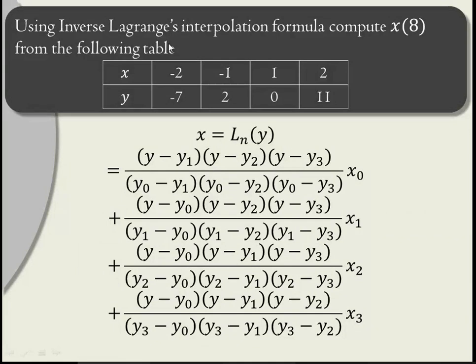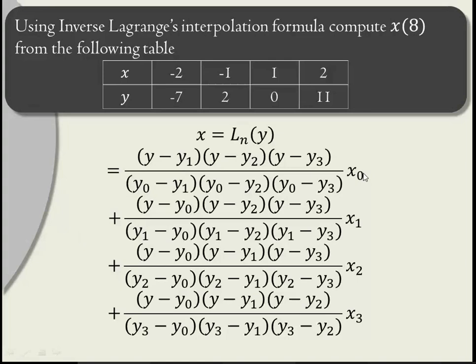Do the same thing to get the second, third, and fourth terms. For the second term we take the subtraction of all y's except the second from y, and the denominator will be the subtraction of all terms from the second term except the second, that is, subtraction of all the terms from y1, into x1. In the same way we get the rest of the terms. As there are 4 terms, we get the addition of such 4 terms.